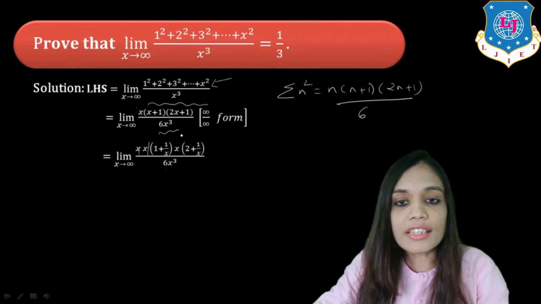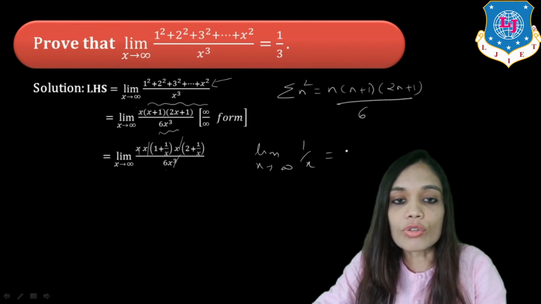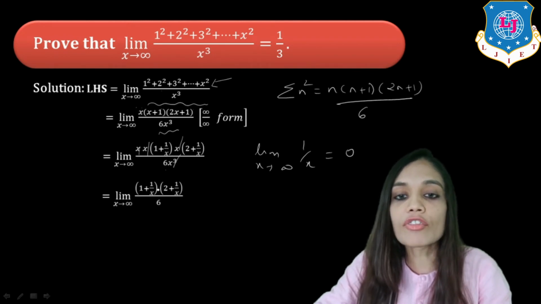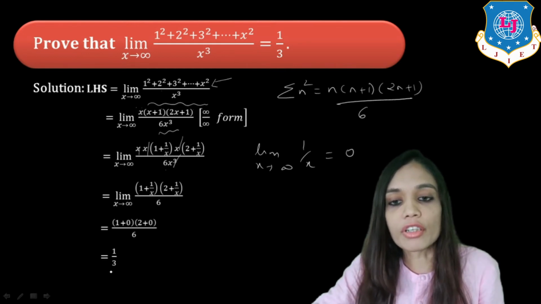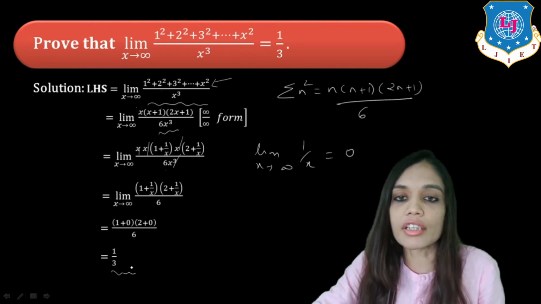Now x cube gets cancelled out. And we know as limit x tends to infinity, 1 upon x goes to 0. So now finally what we will get? 1 plus 0 into 2 plus 0 upon 6. So the final answer of the limit will be equal to 1 upon 3.